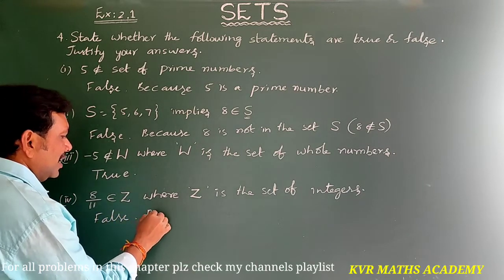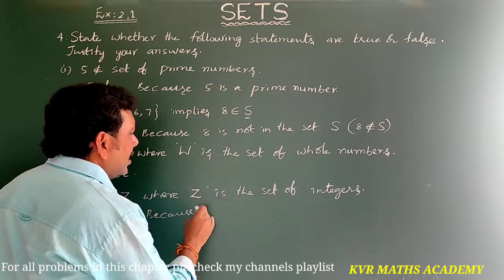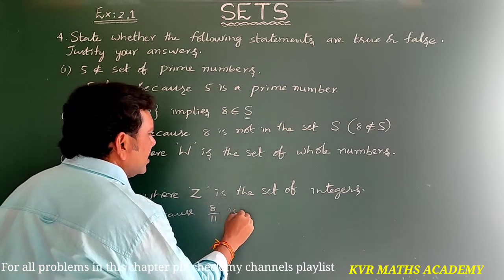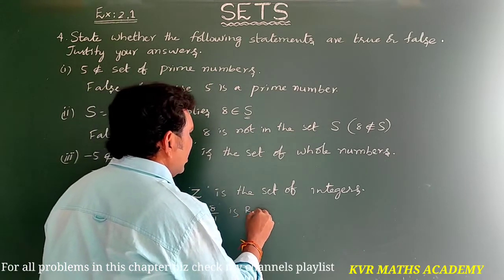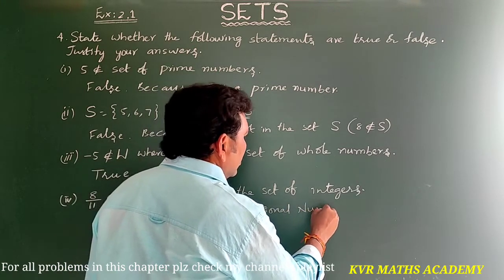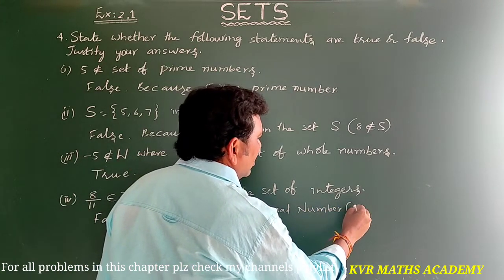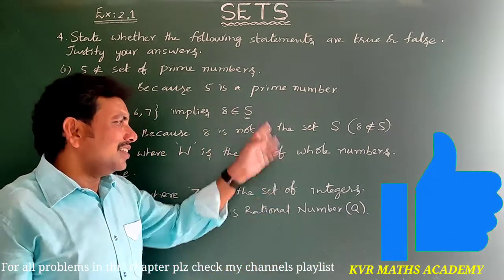False. Because 8 by 11 is a rational number, Q. Understood clearly? Yes, note it down.